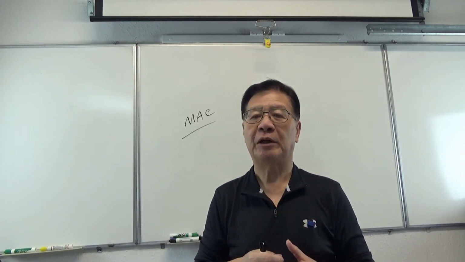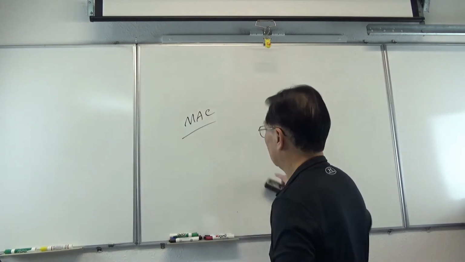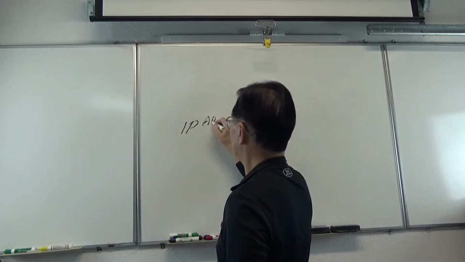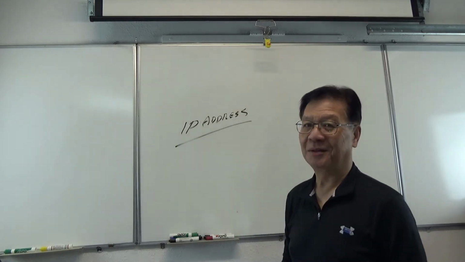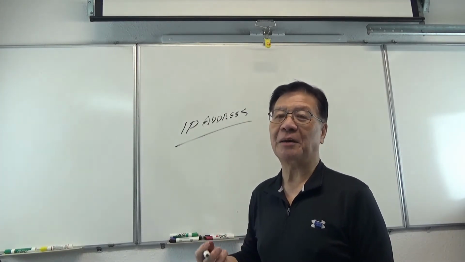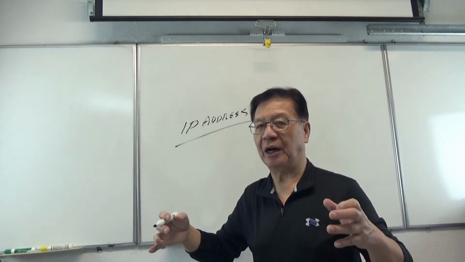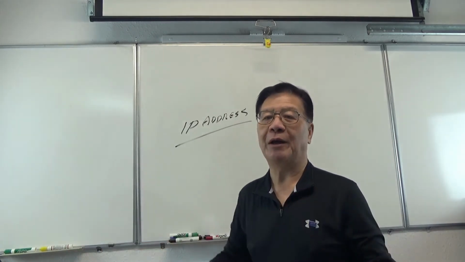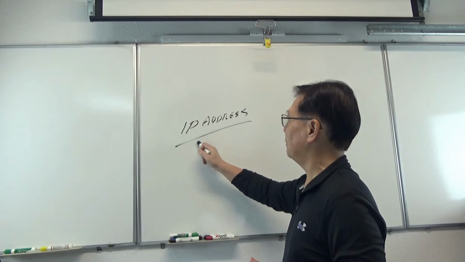Now this time, they don't use MAC. They use the so-called IP address. What's IP? Straightforward: Internet Protocol. Protocol is some kind of agreement. All different sides agree with that guideline, rule, or regulation before we can communicate. That makes sense.